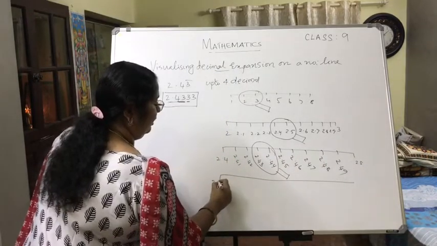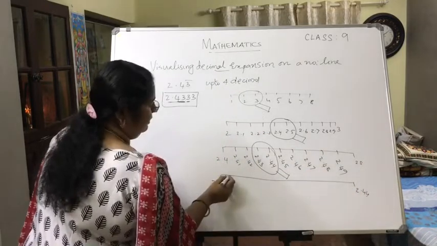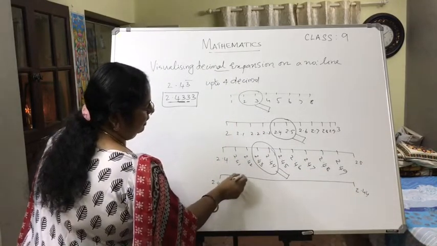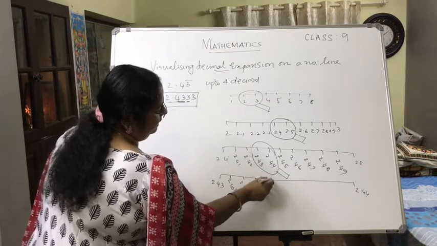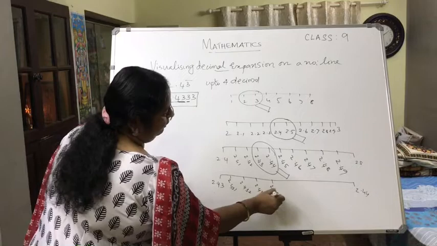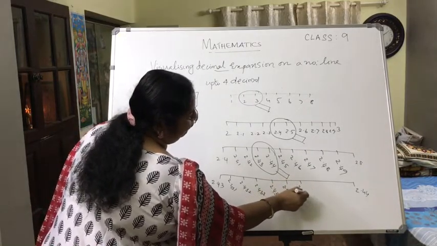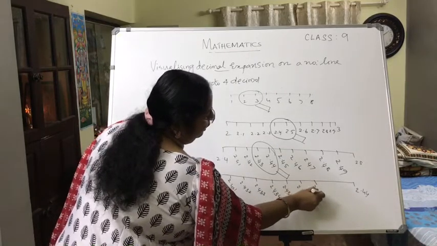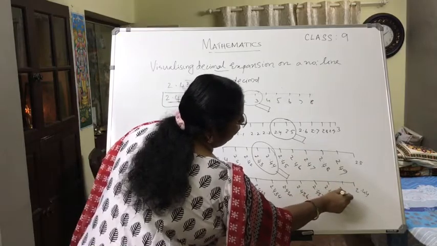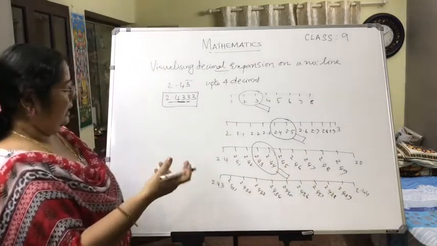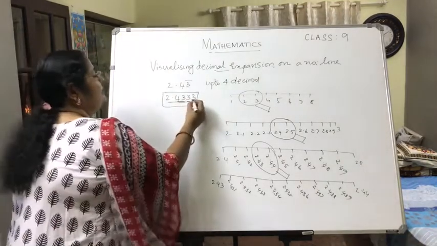So 2.43, 2.44. Here we have 2.431, 2.432, 2.433, 2.434, 2.435, 2.436, 2.437, 2.438, 2.439 and 2.44.